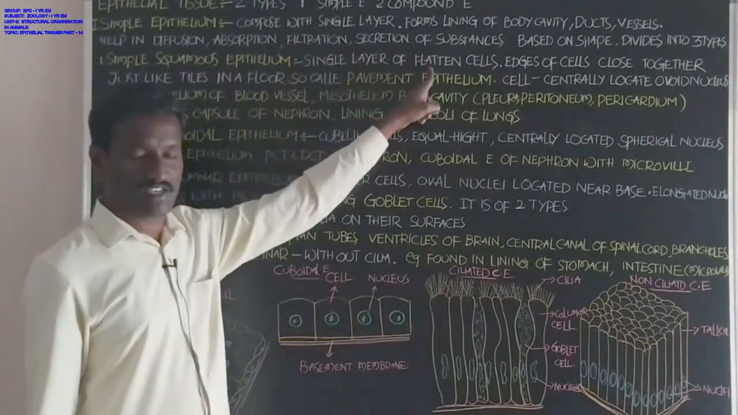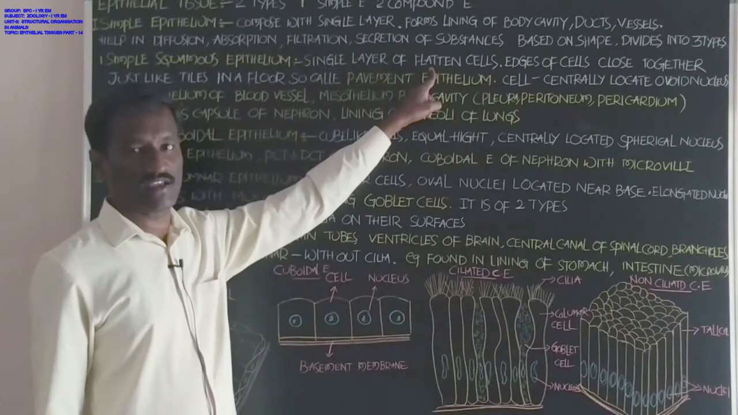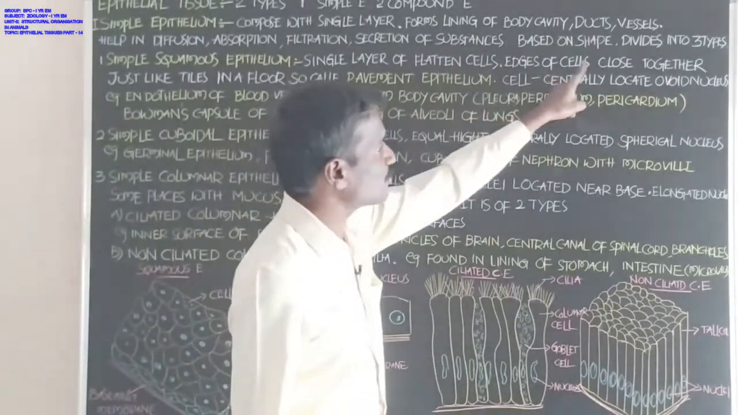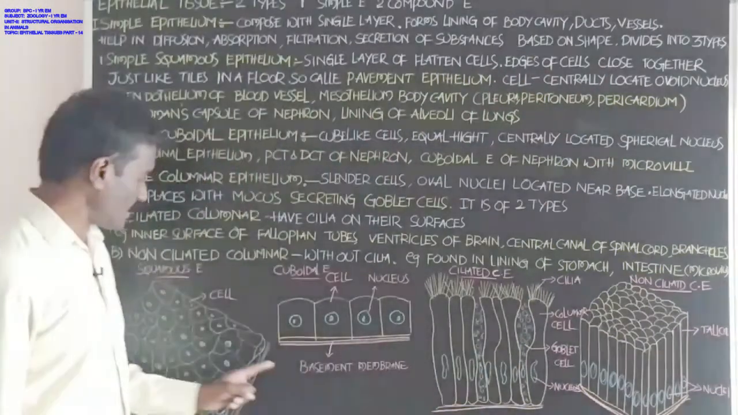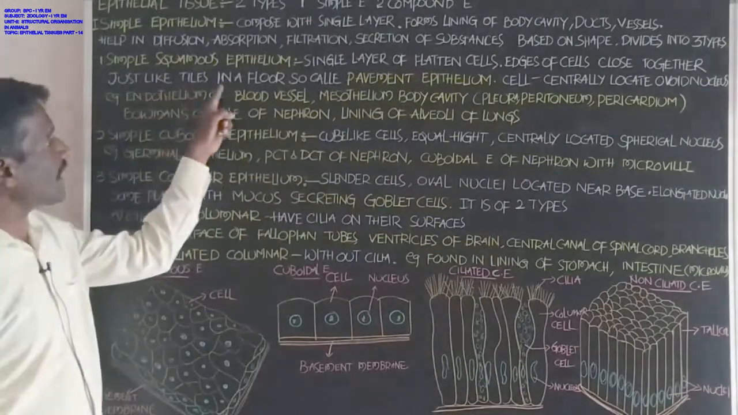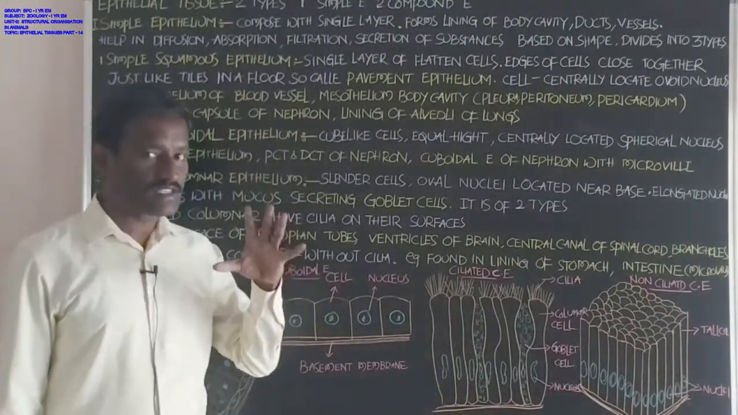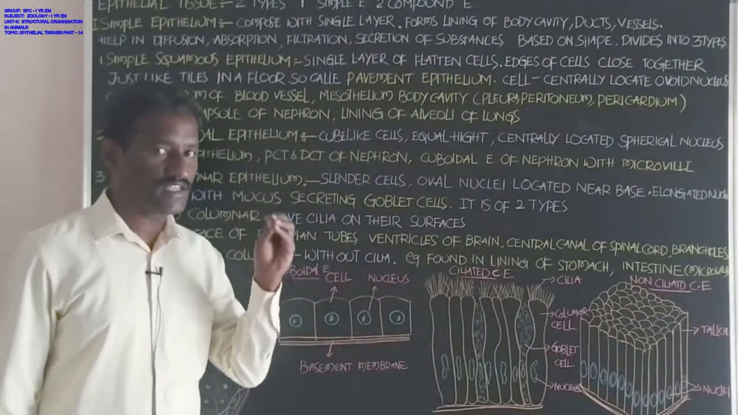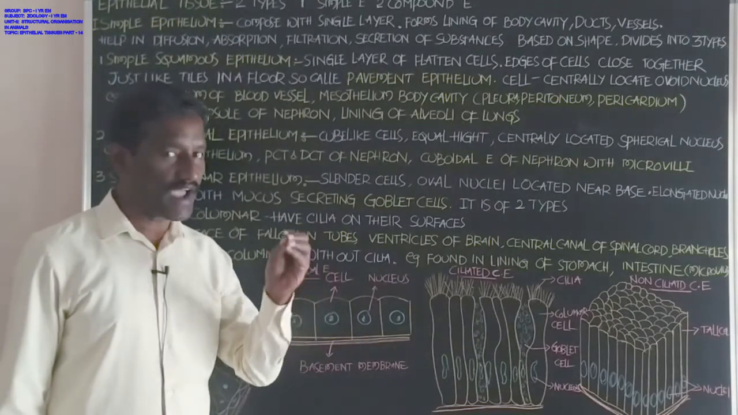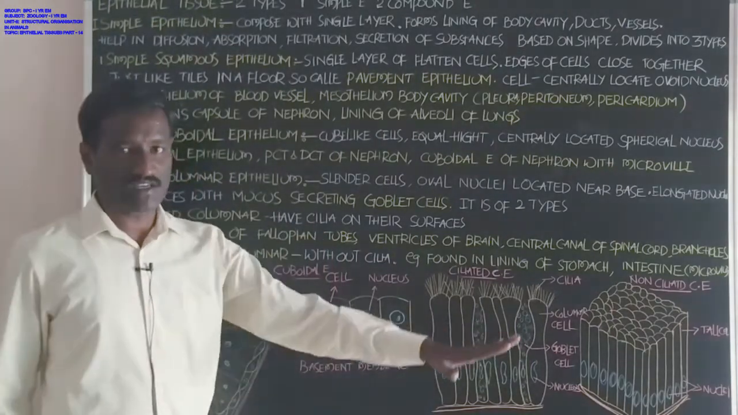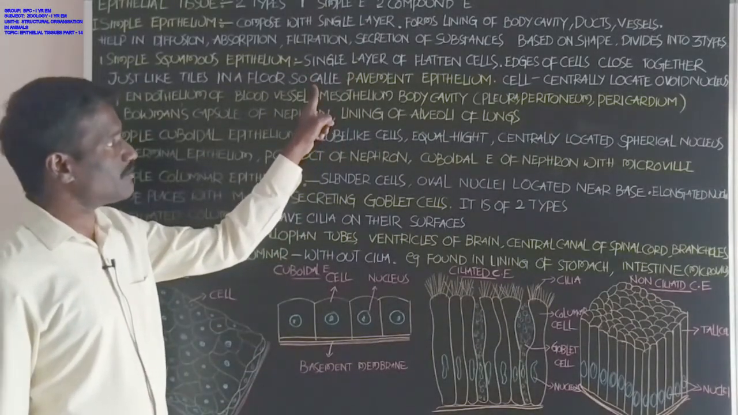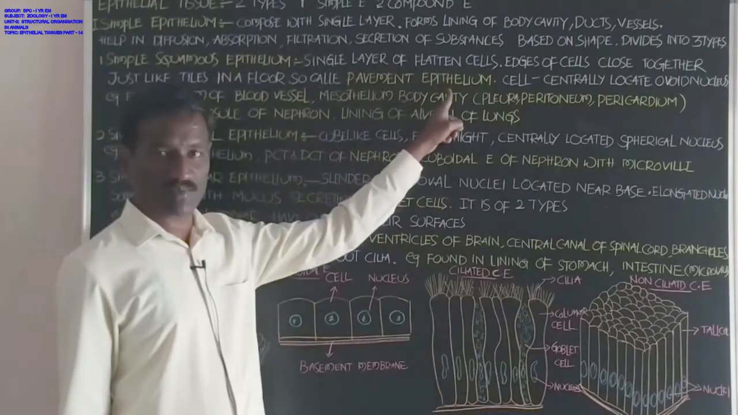Students, it is a single layer of flattened cells. It is already a single layer, hence the name simple epithelium. These are flattened cells, and the edges of the cells are close together, just like tiles in a floor. The single layer of cells is arranged in the form of tiles in a floor. Hence this structure gives the name pavement epithelium.